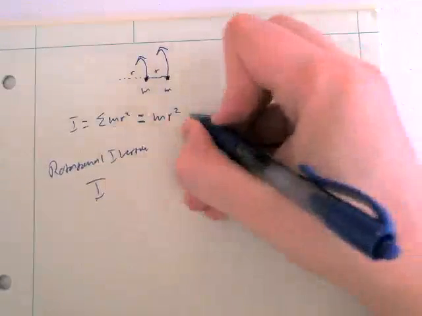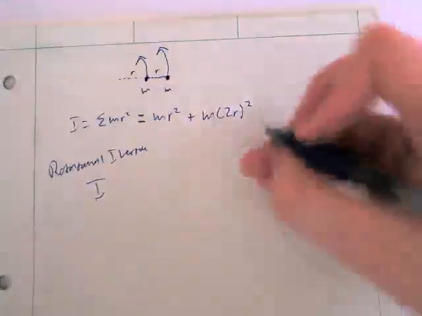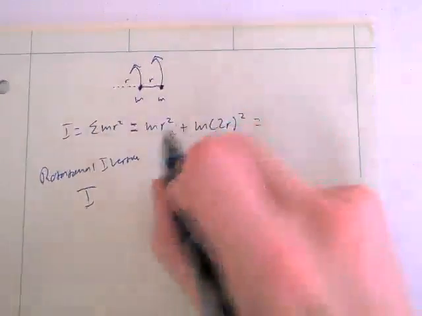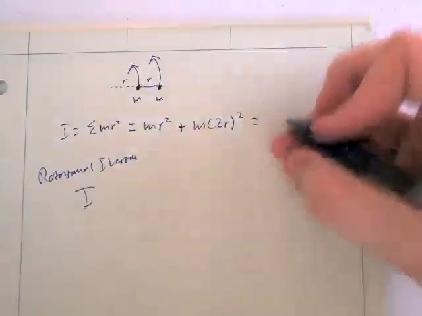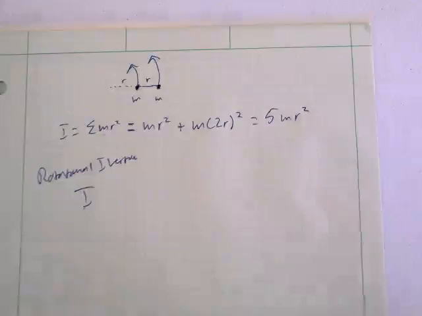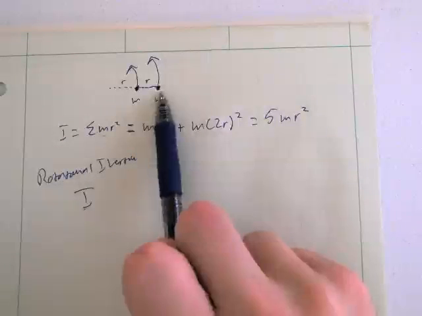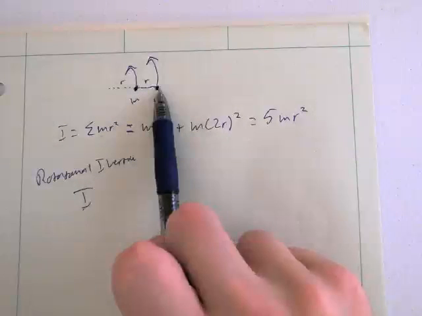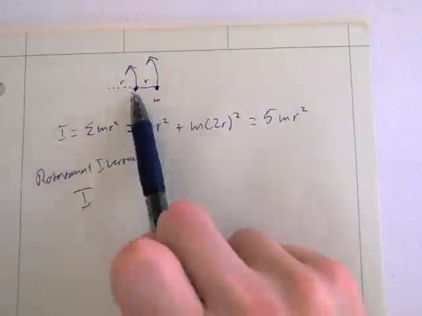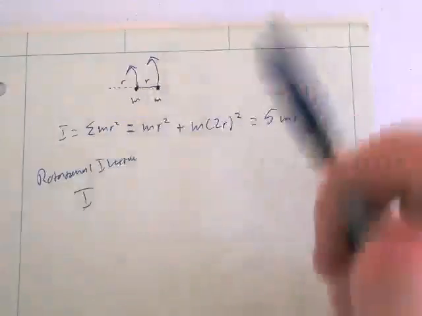We have mr squared plus m times 2r squared, right? So overall, my moment of inertia would be mr squared plus 4mr squared. My total moment of inertia would be 5mr squared, right? This moment of inertia actually gets 5 times larger by doubling the mass, but putting it further out. If I just double this mass here, and I don't have this one, then it would just be 2mr squared or whatever it happens to be.